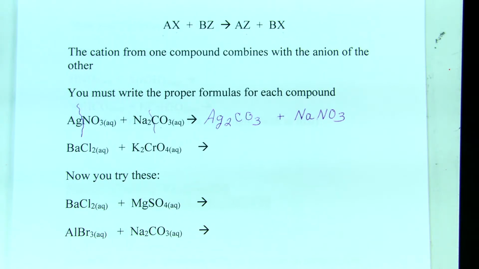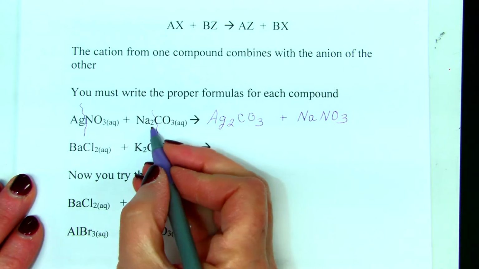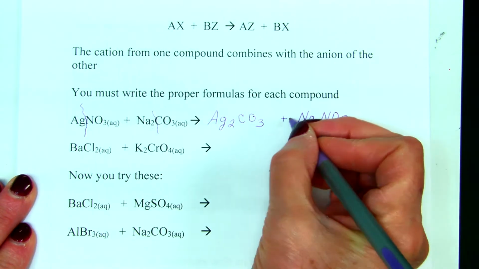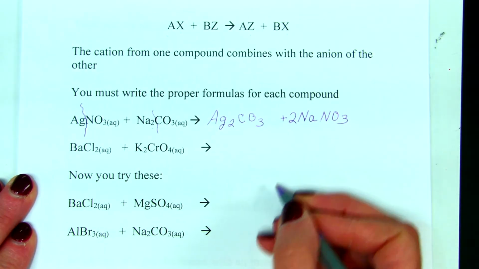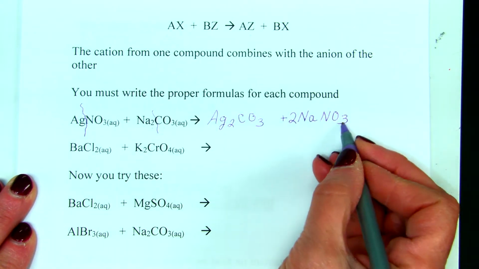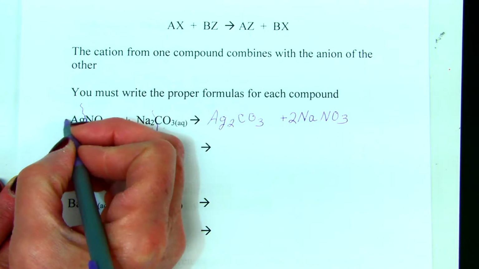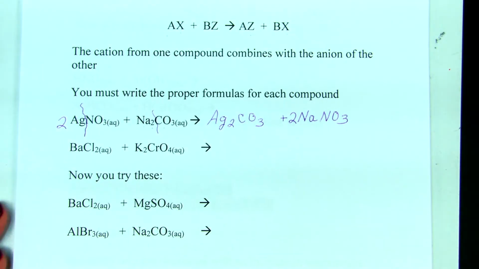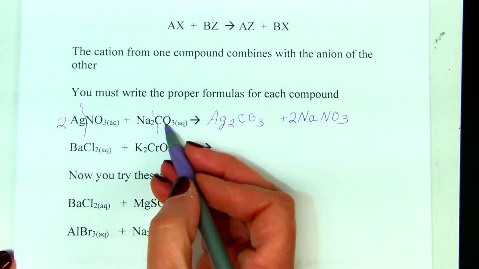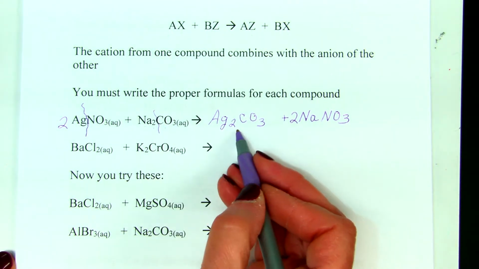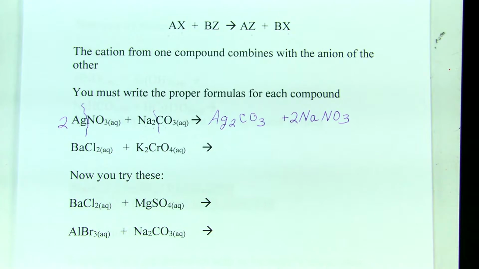So the first step is trade partners writing the proper formula. The second step is to balance the equation. Well, I have 2 sodiums here and only 1 over here, so I need a 2. Now I have 2 nitrates and only 1 here, so I need a 2 in front of the silver nitrate. And now when I check, I'm balanced. 1 carbonate, 2 silvers. So everything is balanced.